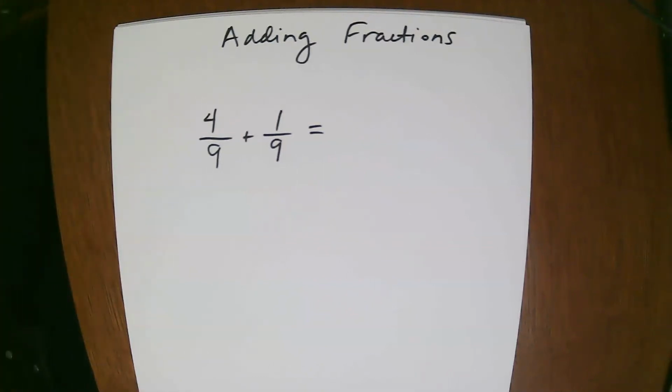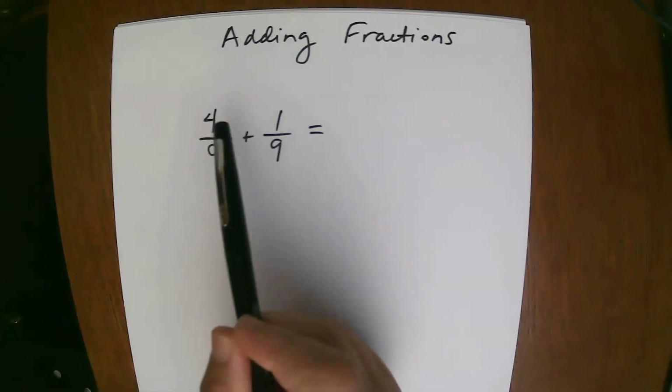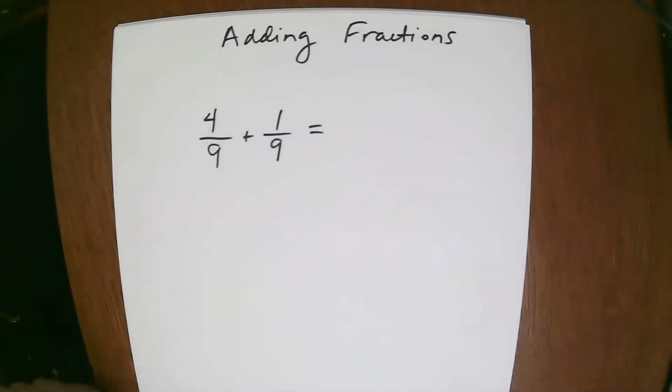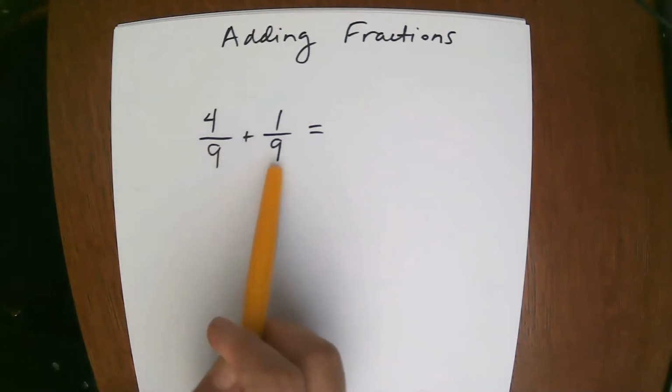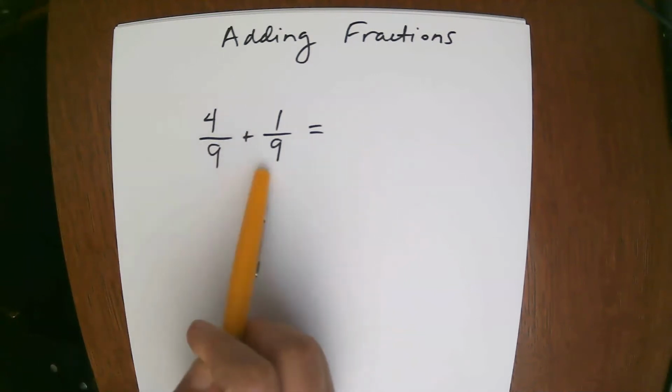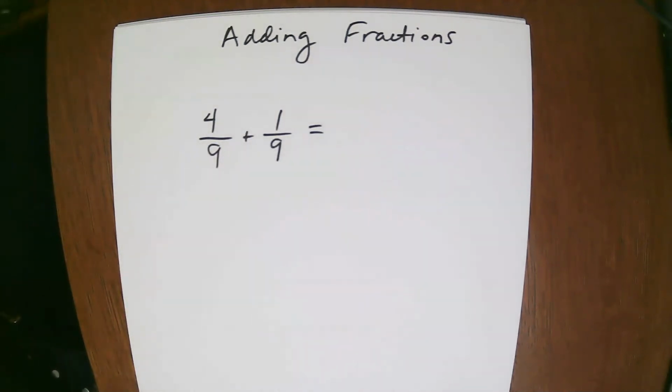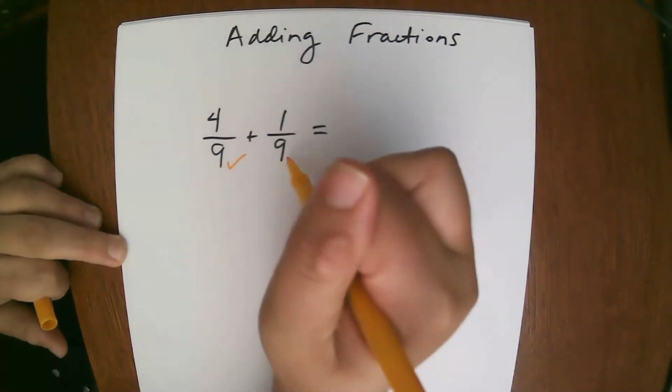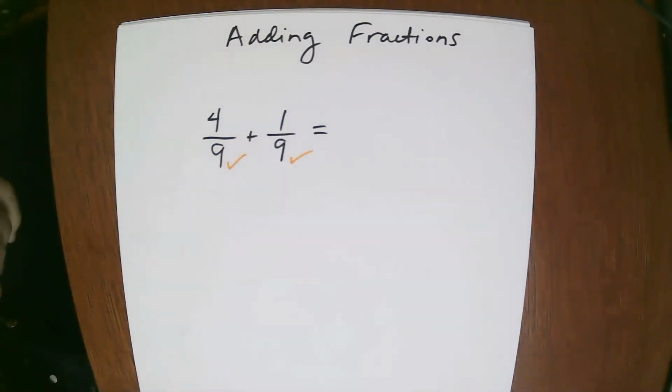Hey guys, today we're going to go over adding fractions. So we have an example here, 4/9 plus 1/9. If you're looking at this fraction, you can kind of see right off the bat that we have a common denominator. So that's really key.